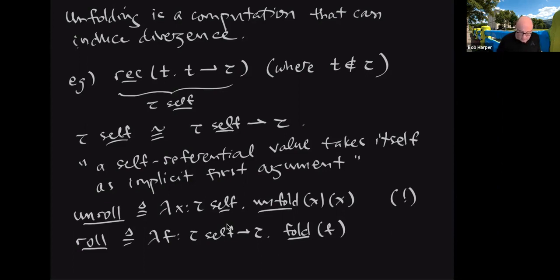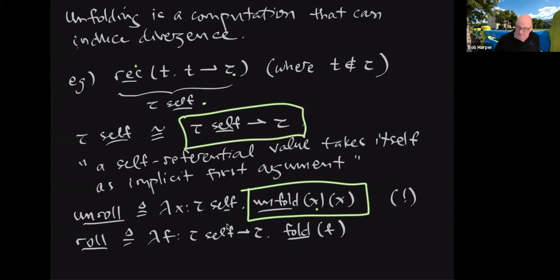So the idea is, what does unroll do? Well, you give me a self-referential tau, whatever that is. If you like, tau is nat to nat, just to keep your thoughts in your head. And whenever you want to access the guy, you unroll it. So you apply unroll to a tau self. And what does it do? Well, it unfolds the recursion, because that's the elimination form for an element of the recursive type, because tau self is a recursive type. It unfolds the recursion, thereby moving us over to this type, and then applies it to itself.